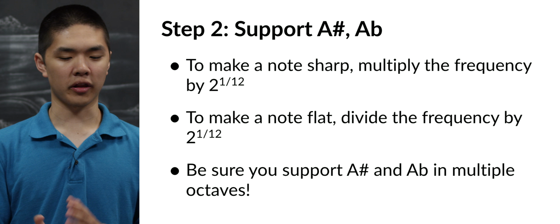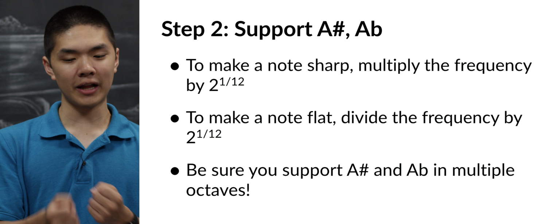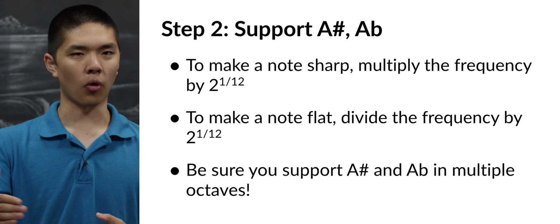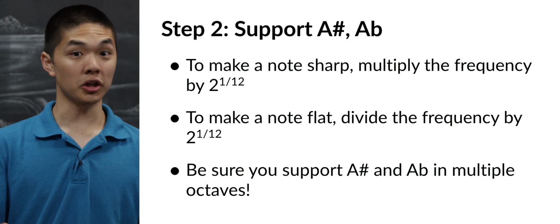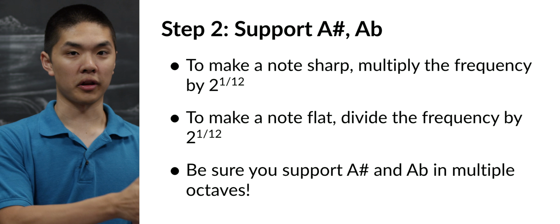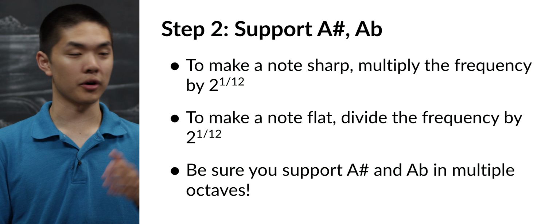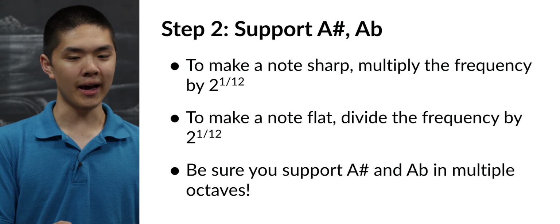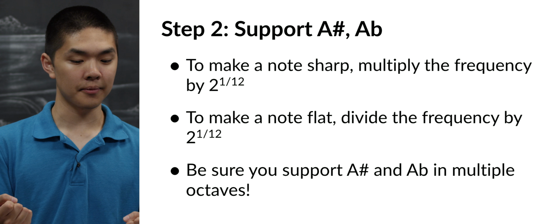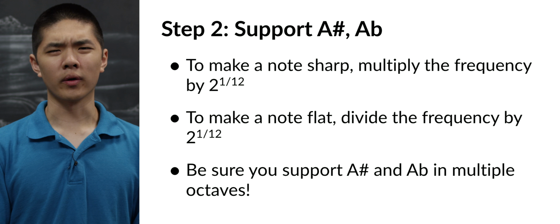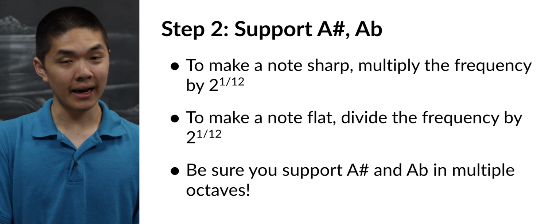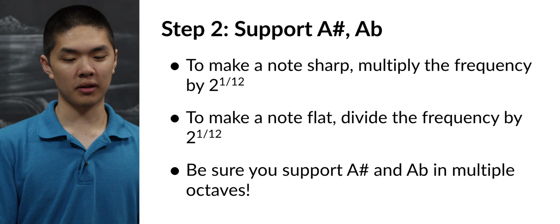So you might think about first adjusting for sharps or flats, and then adjusting for different octaves. Or alternatively, you could do it the other way around. First, adjust for the octave by multiplying or dividing by some power of 2, and then adjusting for sharp and flat.